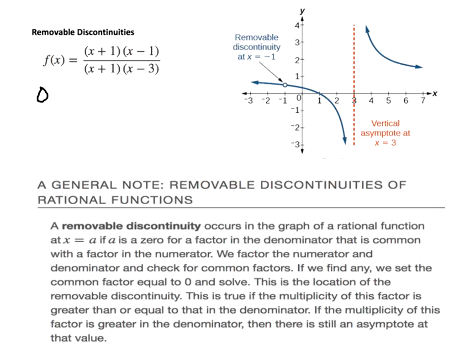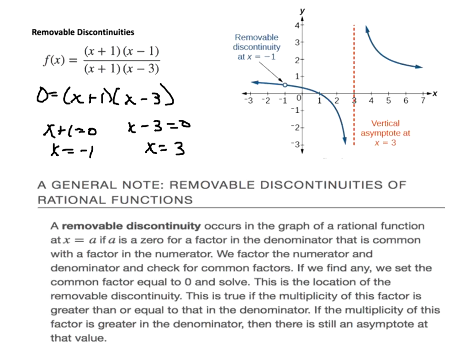Okay, so we already have the denominator factored, and we're just trying to see where we might have asymptotes or holes. So x plus 1 equals 0, x minus 3 equals 0. Here x is negative 1, here x is 3. Now I need to decide, is this a hole or an asymptote? If you look back up at the original problem, I can divide out that factor of x plus 1. That makes this a hole. I cannot divide out that factor of x minus 3, so this is an asymptote.